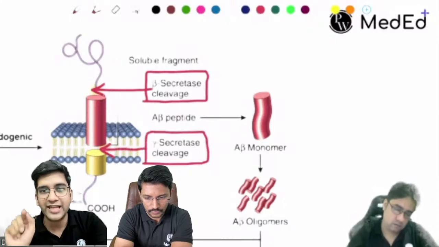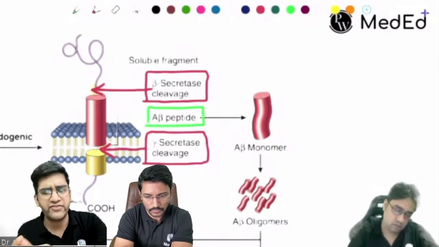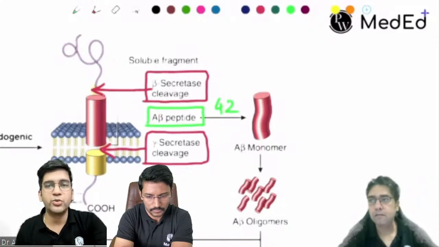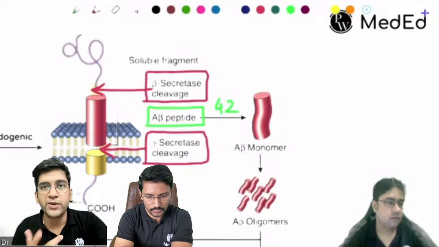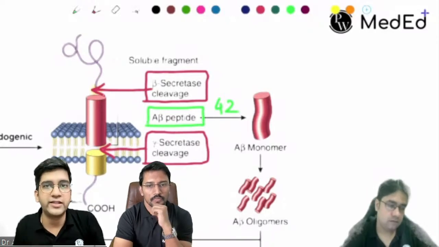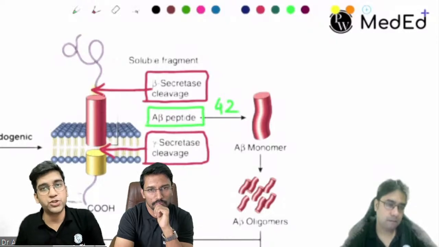To be specific, it's A beta 42. That's the number of amino acids present there. So this A beta 42 is not going to get destroyed. My ubiquitin proteasome pathway cannot destroy it. So over a period of years, let's say a person lives for 120 years, definitely the chance of this A beta, even without familial predisposition, will be there.